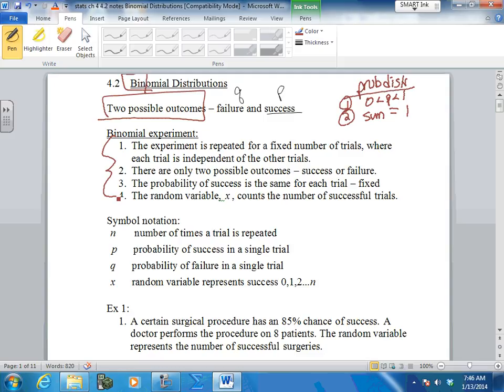The experiment is repeated for a fixed number of times. We call this n. I gave you this note sheet last week sometime when I thought we were going to start, and because we had the break, I had to go back a little bit.